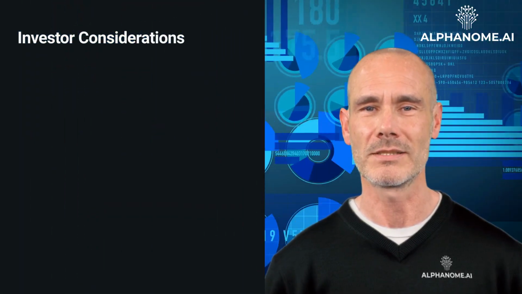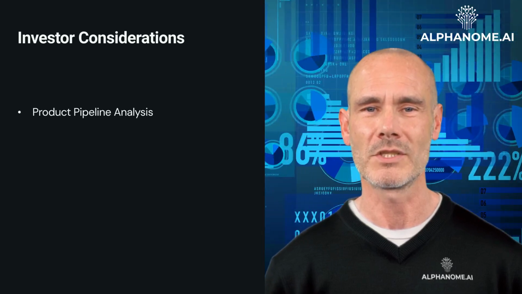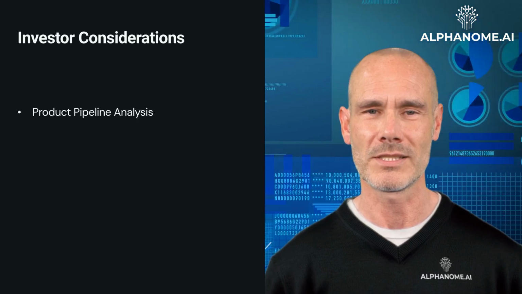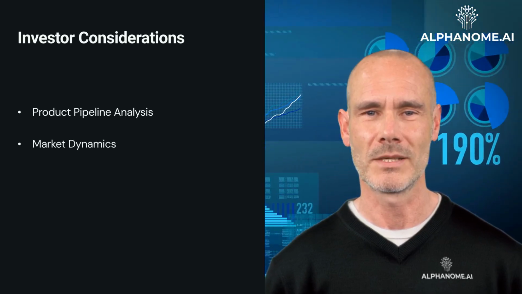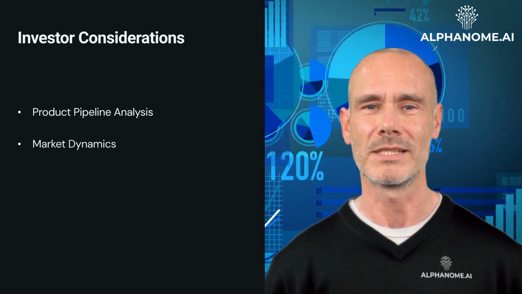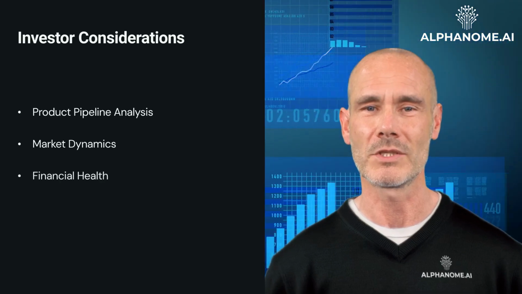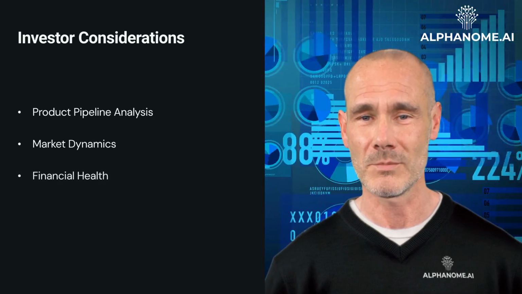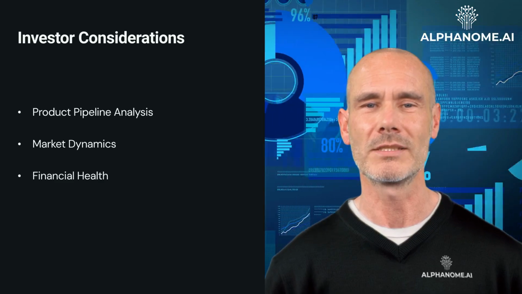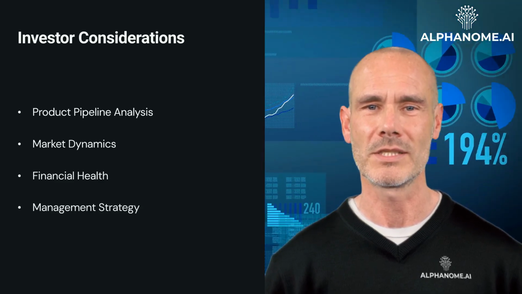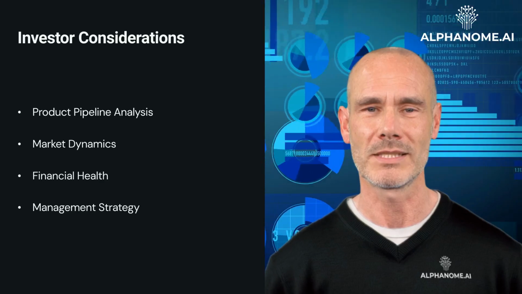Investor considerations. Product pipeline analysis. Assess a company's track record in managing product transitions and meeting announced release dates. Market dynamics. Evaluate the competitive landscape and potential for market disruption by new entrants or technologies. Financial health. Monitor a company's cash reserves and ability to weather potential sales declines during product transitions. Management strategy. Look for companies with a clear strategy for managing product announcements and releases.